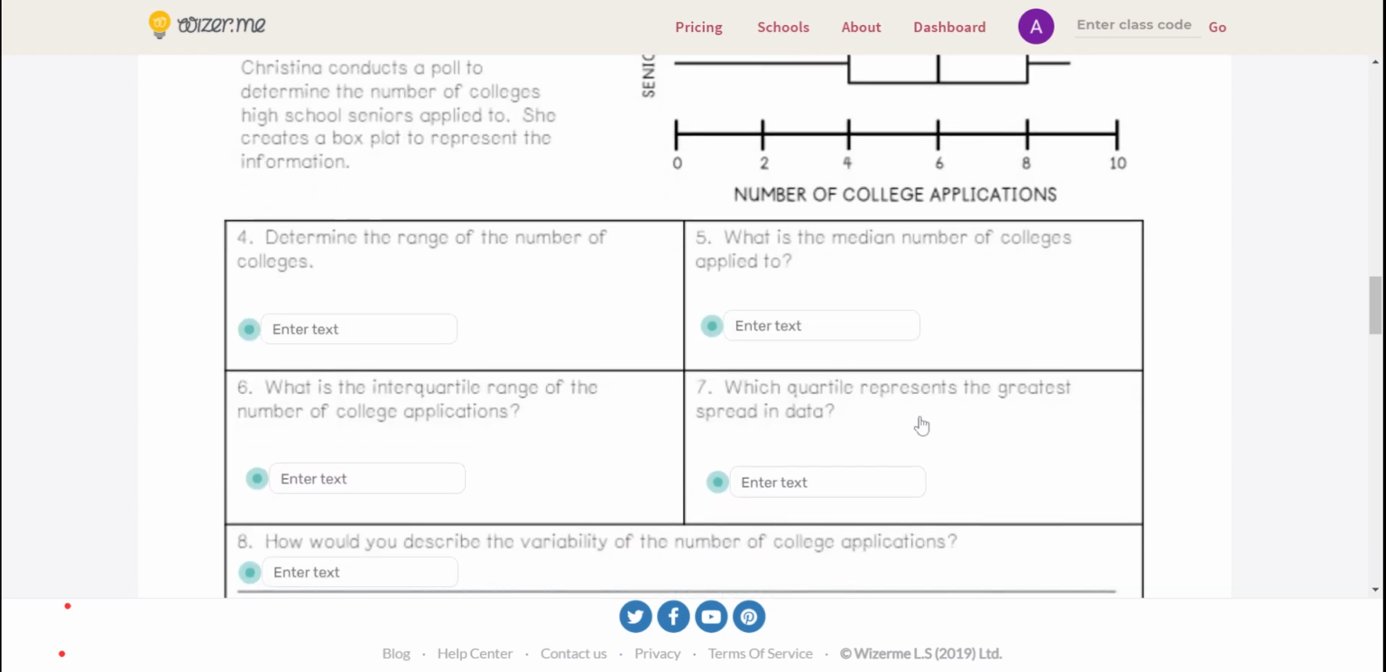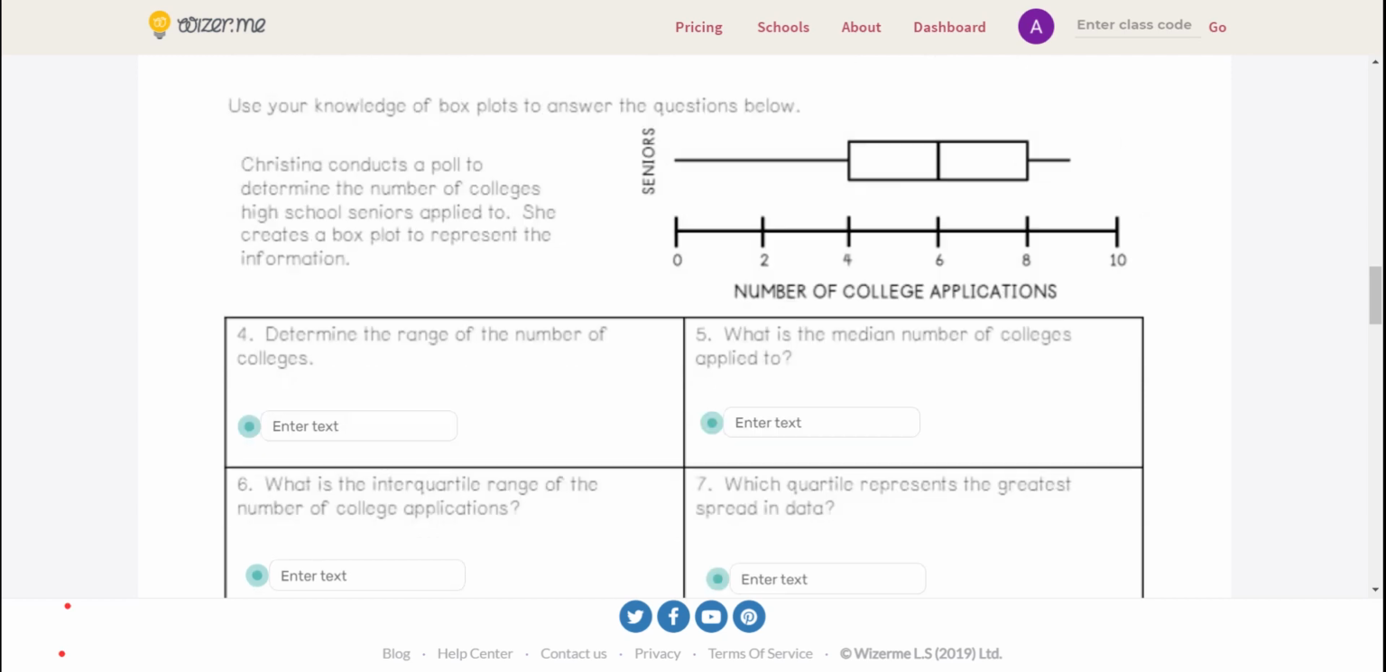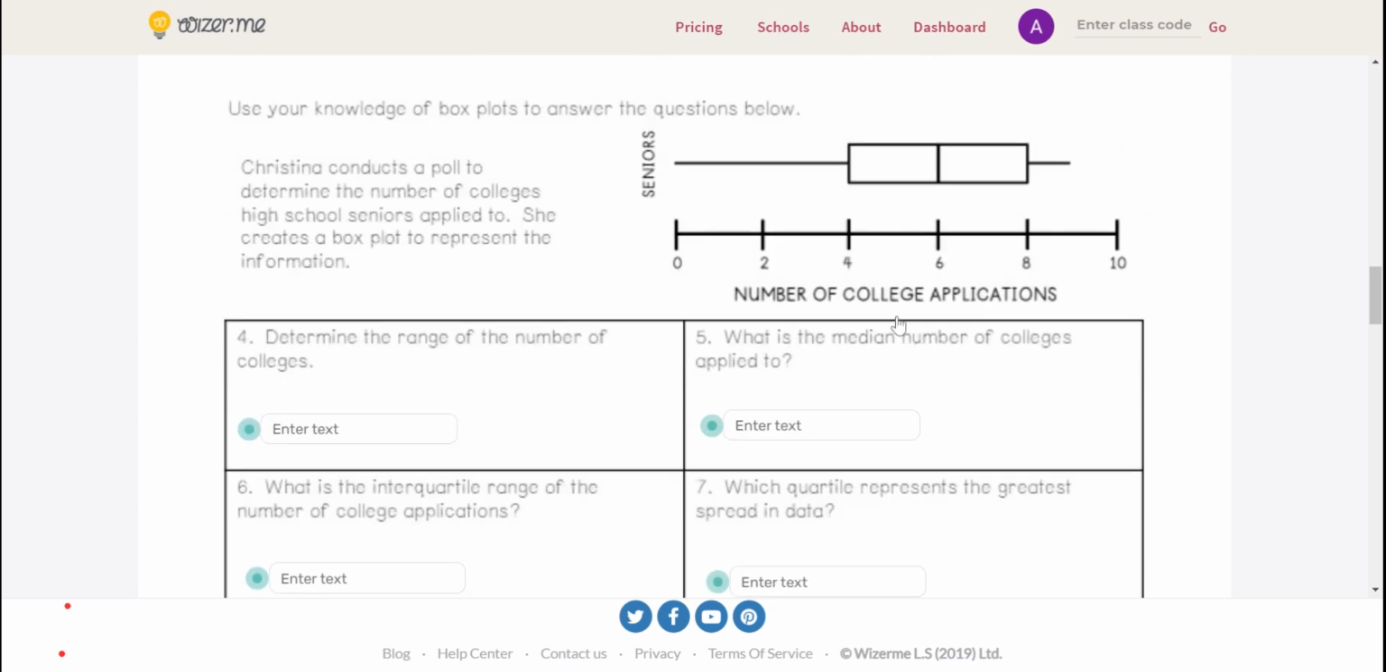Which quartile represents the greatest spread in data? Okay, which quartile represents the greatest spread in data? It looks to me like there's a lot more data on the left side, right? On the lower half. So I would say Q1.